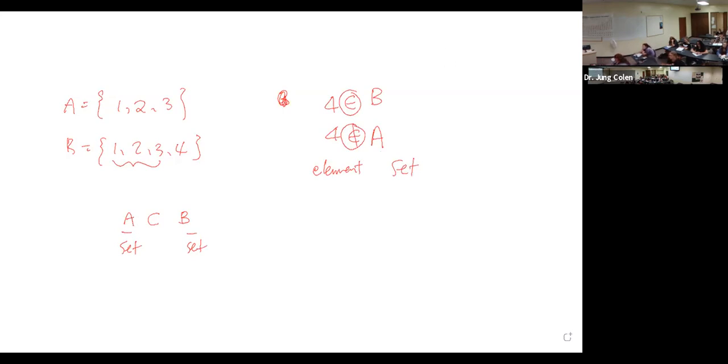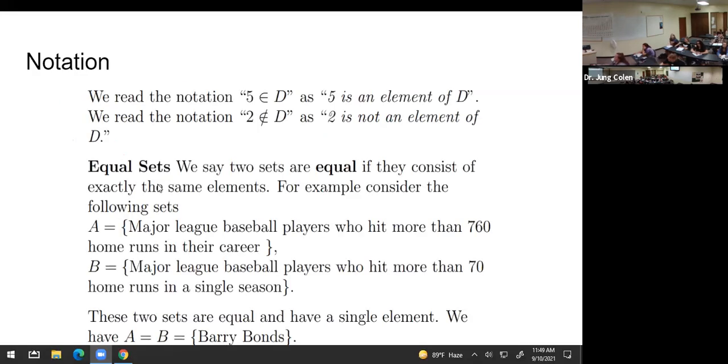Alright, we're almost done. Let's finish this one. Equal set, I already talked about it, right? When you have exactly the same elements in it. So we say two sets are equal if they consist of exactly the same elements. For example, set A is Major League Baseball players who hit more than 760 home runs in their career. Set B, Major League Baseball players who hit more than 70 home runs in a single season.